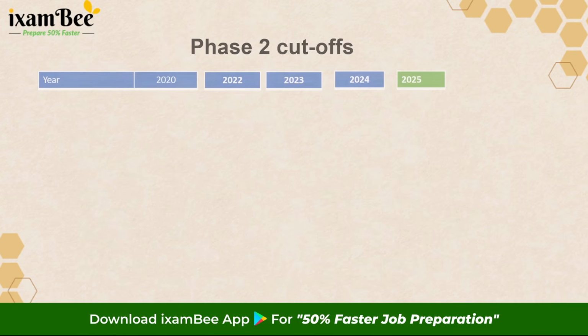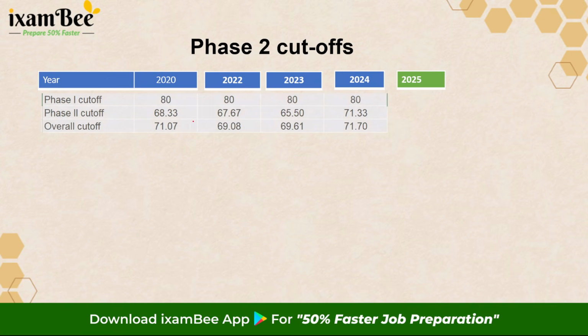So let's move ahead. What should be your target score? If we look at the past cutoffs, in Phase 2 from 2020 they have moved from 68.33, 67.67, 65.5, and last year it jumped very high to 71.33. So what should we expect in 2025? That is how much you should be targeting, a safe score to ensure not just that you clear Phase 2 but also have a good possibility of meeting the overall cutoff.